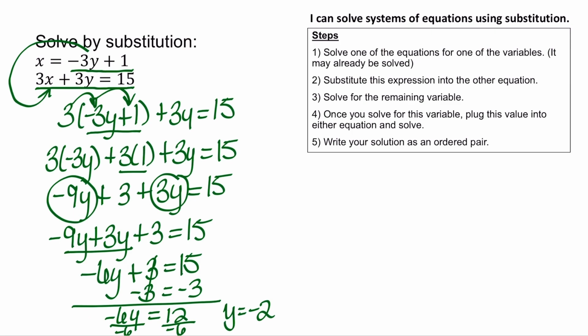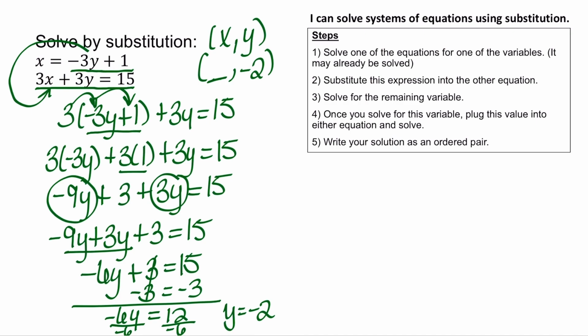Remember, I'm not done yet solving my system, because a system will have a solution that is an x and a y value. So I've done half of this problem. I found that y equals negative 2. Now I need to figure out the value of x. The way I do this is I take this value of negative 2 and plug it into one of these two equations.